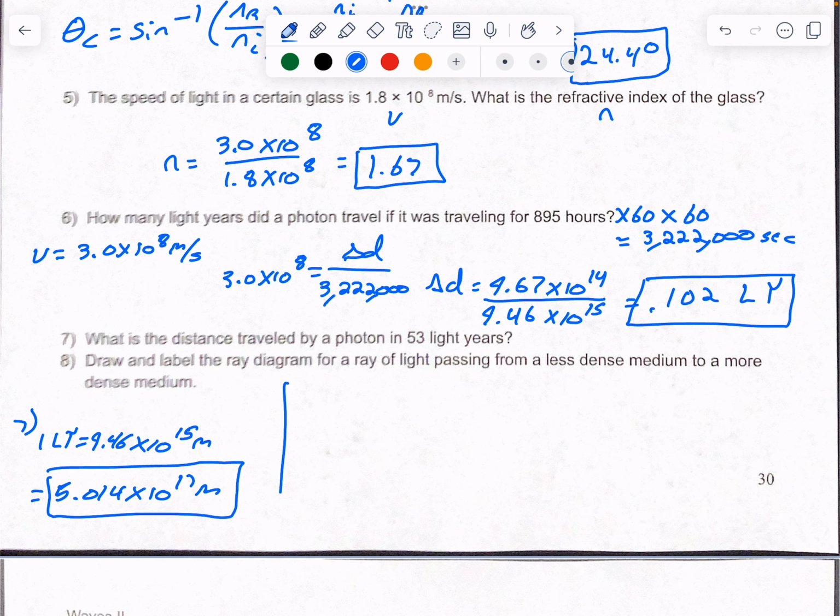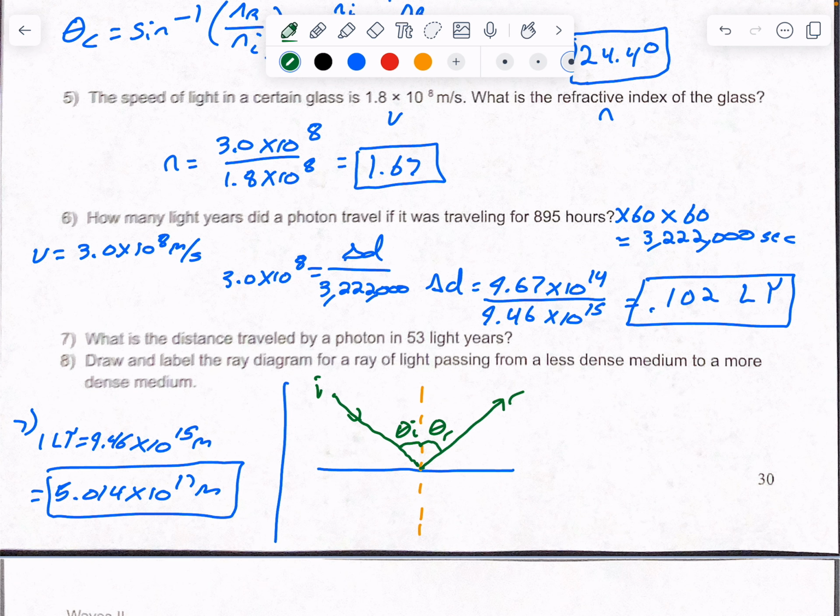Okay, I'm going to split this up right here. So 8 says, draw a ray diagram of a ray of light passing from a less dense to a more dense medium. Remember, here's my surface, and here's my normal line. We have our incident ray coming in, and this is your incident angle, your original angle. Then you have the reflected angle, theta r, and there's your reflected ray. Remember, those angles are always the same.